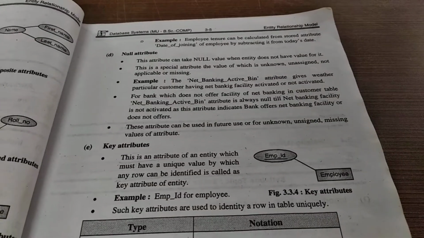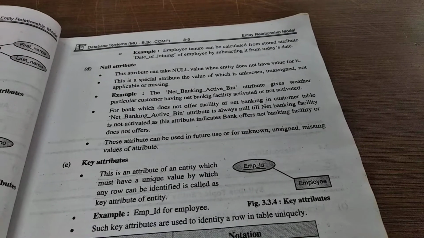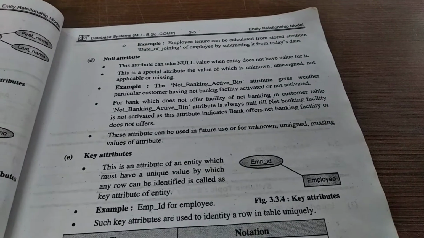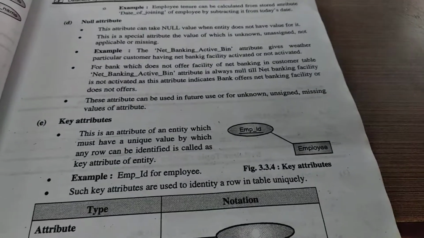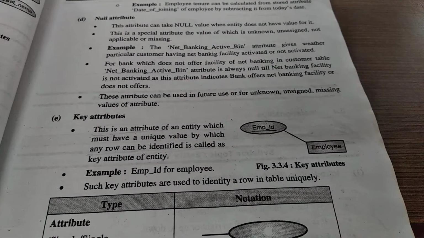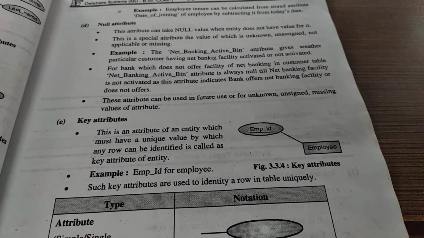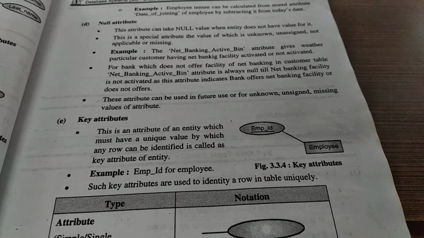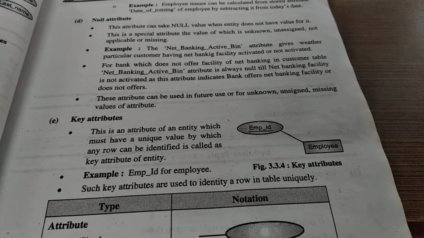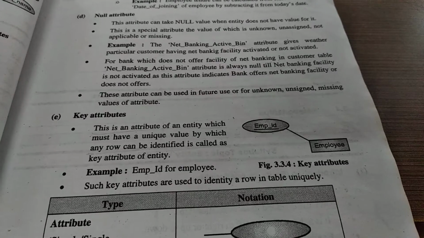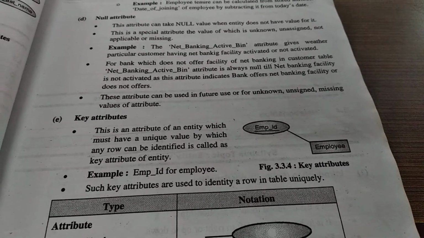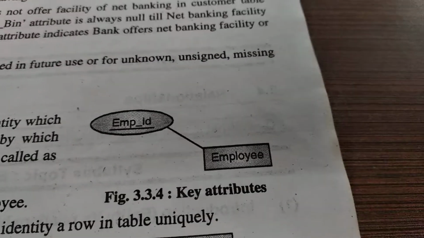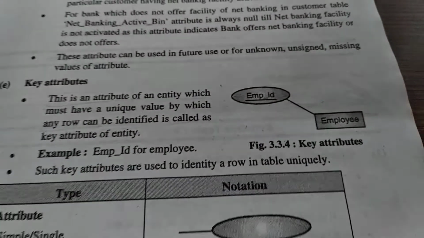Then the next type of attribute is null attribute. These attributes can take null value when the entity does not have a value for it. And the last type is key attribute. This is an attribute for an entity which must have a unique value by which any row can be identified. It's called key attribute of entity. Example of key attribute is employee ID for employee. This is one diagram for key attributes.